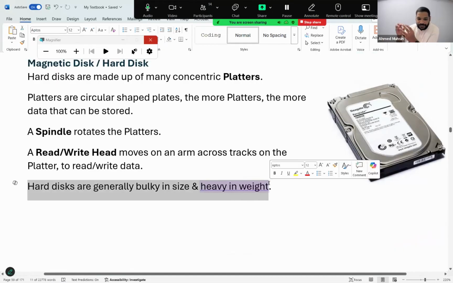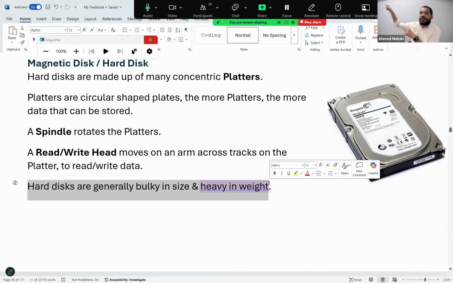Now can you all see a problem over here? Hard disks are generally bulky in size and heavy in weight. So generally laptops nowadays don't use hard disks, because the laptop would be heavy and also bulky, isn't it? We have another problem, which I told you all, but it's not here. Hard disks are easily prone to physical damage because they have many moving parts inside. Everybody okay with this?